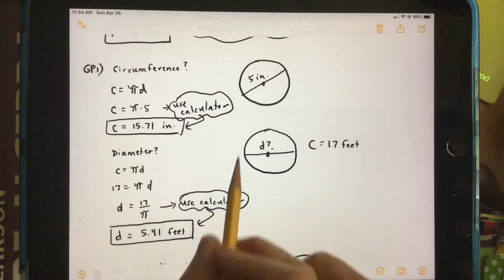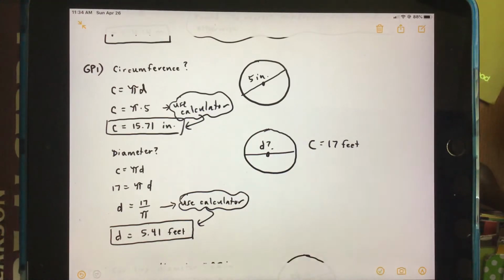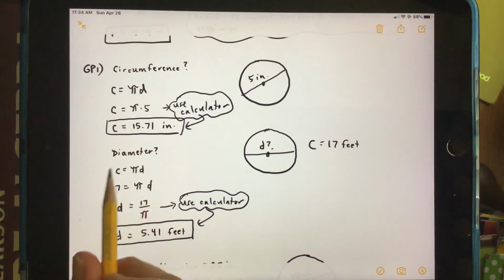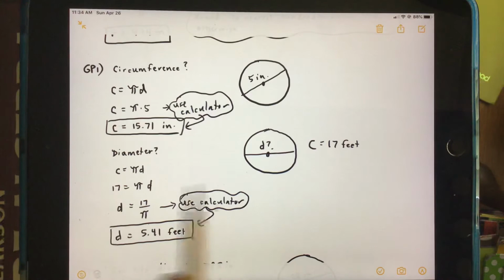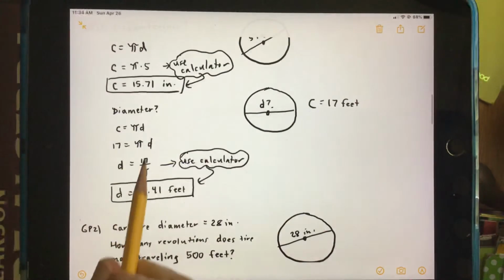What happens if we want to know the diameter of this circle, knowing its circumference is 17 feet? We pick the same formula. We want to know the diameter, so we're going to use C equals pi d because we can plug in the circumference. So put 17 in for C because that's what we were told the circumference was. And then solve it for d, divide both sides by pi. Use a calculator at this point. 17 divided by pi gives you approximately 5.41 feet.